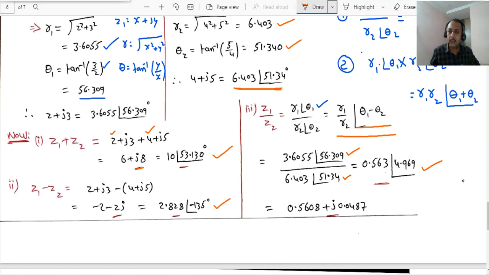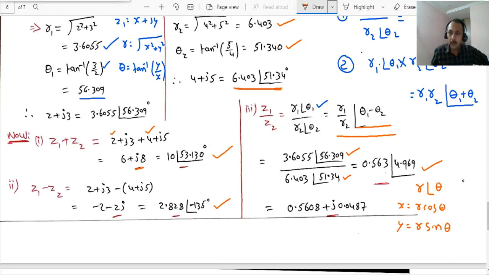If you want to express it in the complex form also, because you know R, how to do this? R at an angle theta, what will be the x term? X equals R cos theta. What will be the y term? Y equals R sin theta. Like this you can do.